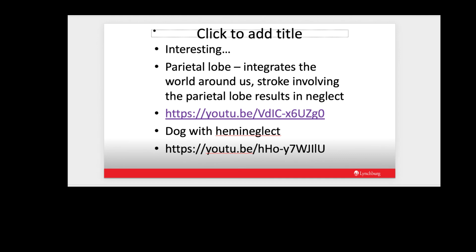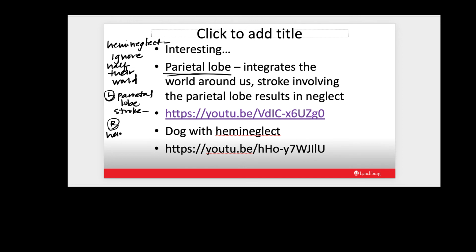This is also kind of interesting if you have a patient who had a parietal lobe stroke. Parietal lobe is important for integrating the world around us. These patients can end up having what's called neglect, or we actually would call it Hemi Neglect, which is basically where they ignore half their world. So if you have a patient who had a left parietal lobe stroke, they are going to exhibit right Hemi Neglect.